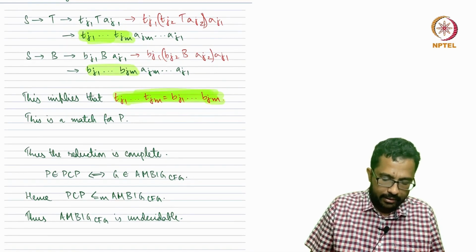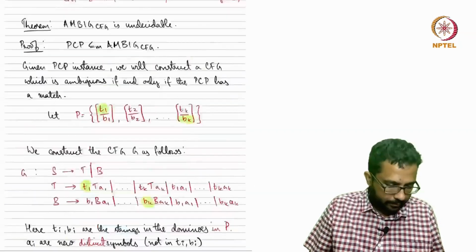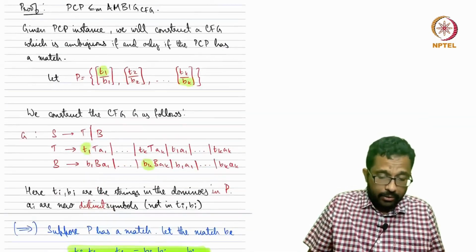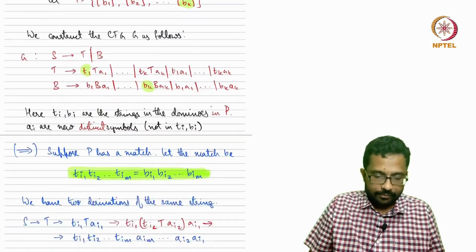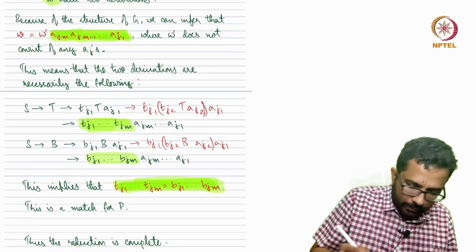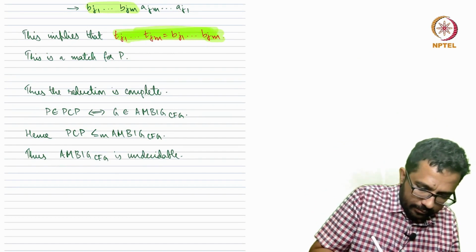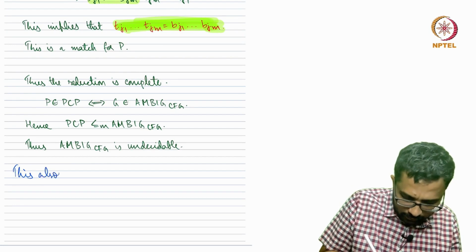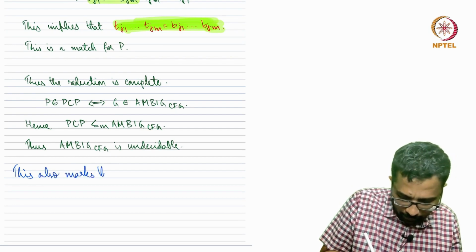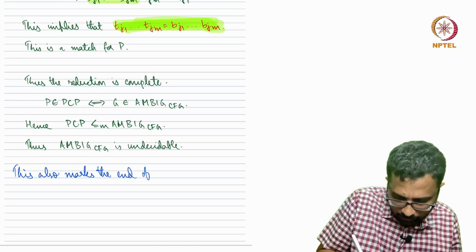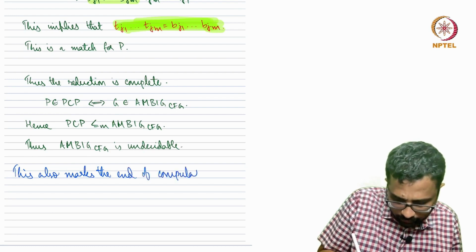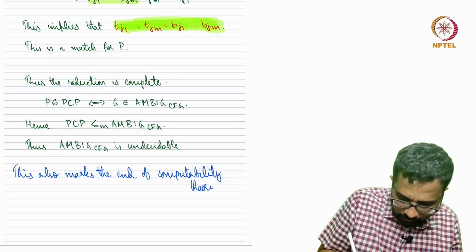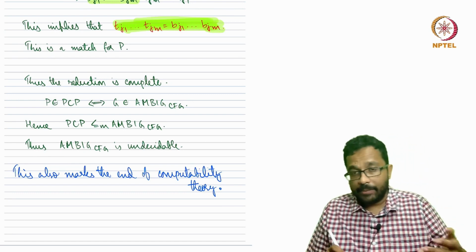So ambiguous CFG is undecidable, right? And that completes lecture 44. This also completes the part on computability theory, right? So this also marks the end of computability theory, which is chapter 5.